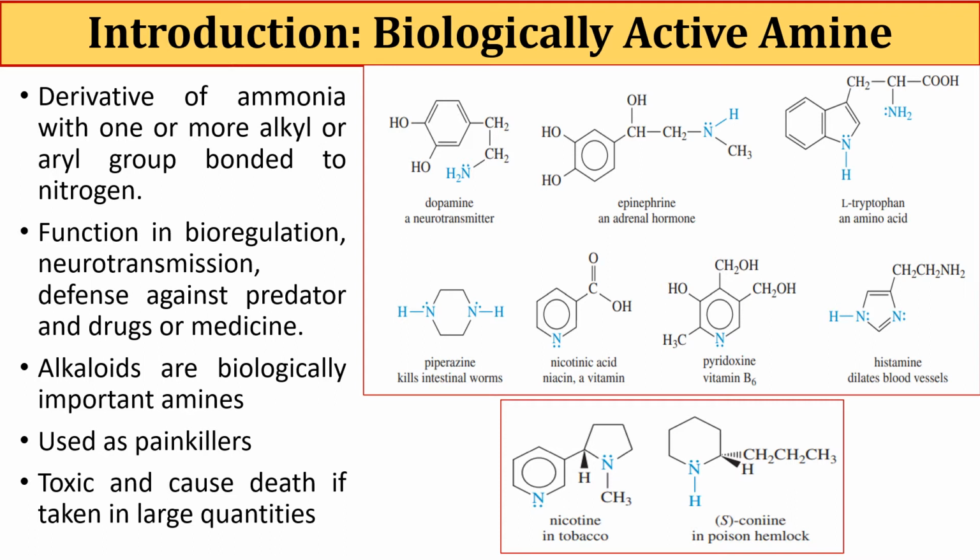The structures of some representative alkaloids are shown here on the diagram: nicotine, which is found in tobacco, and coniine, which is found in poison hemlock. Although some alkaloids are used medicinally, chiefly as painkillers, all alkaloids are toxic and cause death if taken in large quantities.